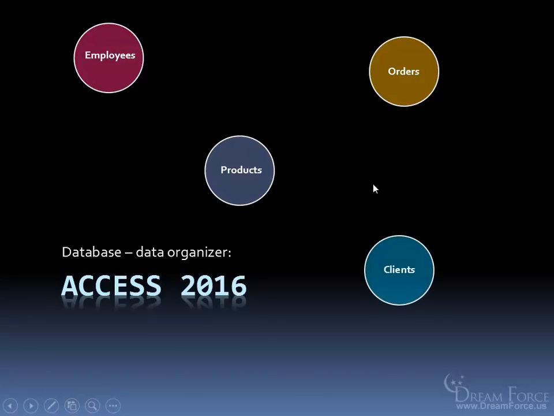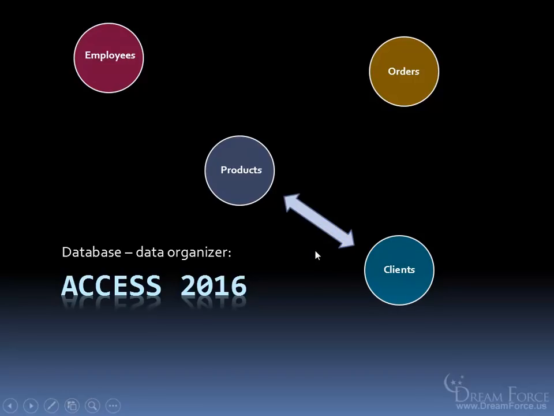And then we finally have clients themselves. We can have the company's name or the first name and last name of the client, their address, shipping address, credit card information on file, things like that. Now Microsoft Access is what is called a relational database. A relational database means that these tables can relate to each other.